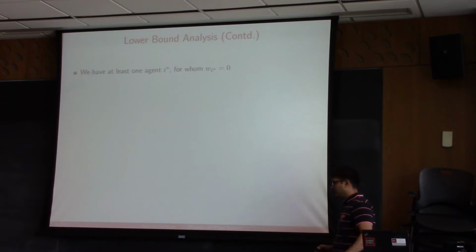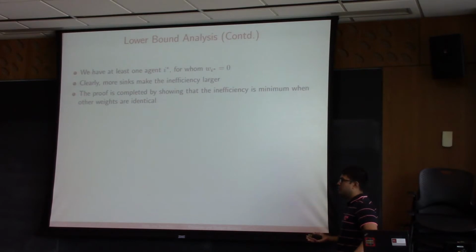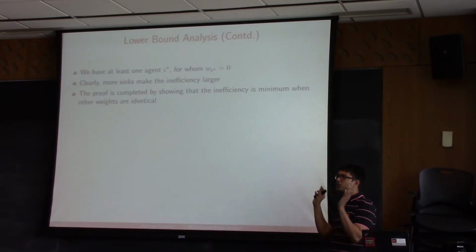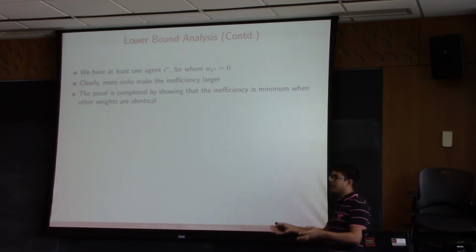I'm just skipping the detailed proof for the interest of time. And now what we know is we have an agent who is a sink agent whose weight is 0. It's very intuitive, though we have shown it formally, that if you have more sink nodes, it's only going to do worse in terms of inefficiency. With more agents whose valuation you are not looking at, you are not going to take an efficient decision.